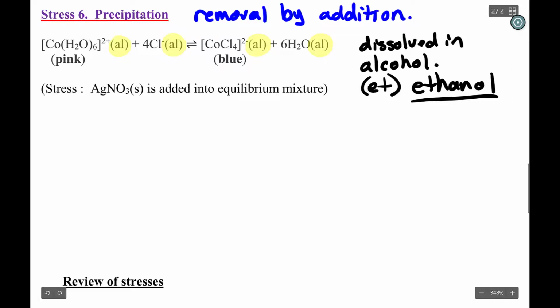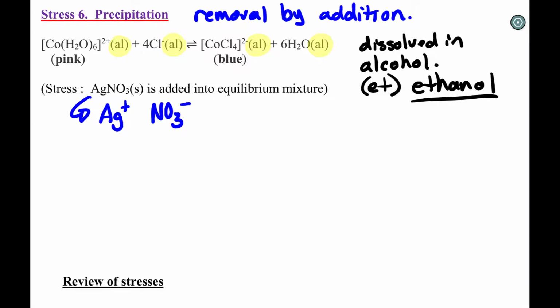So the stress itself is adding silver nitrate. The first thing you do is look for silver nitrate in the balanced reaction. No silver nitrate, no silver nitrate, no silver nitrate, no silver nitrate. The next thing you would do is make a species list, because maybe we're looking for just one of these two ions. So we've got Ag plus and NO3 minus. Now, anything with nitrate is 100% soluble, so we have to assume it's going to dissolve.